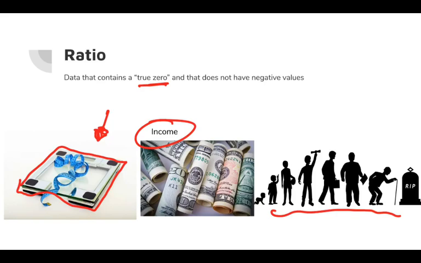There is a true zero, right? There was a point in time where you were 0 years old, where you didn't exist. And so age is a ratio scale, or fits into that idea.